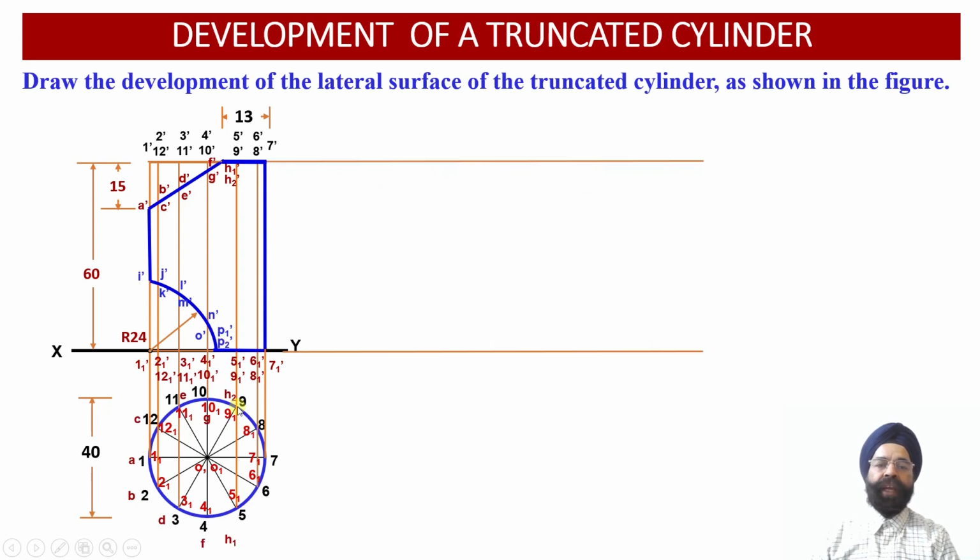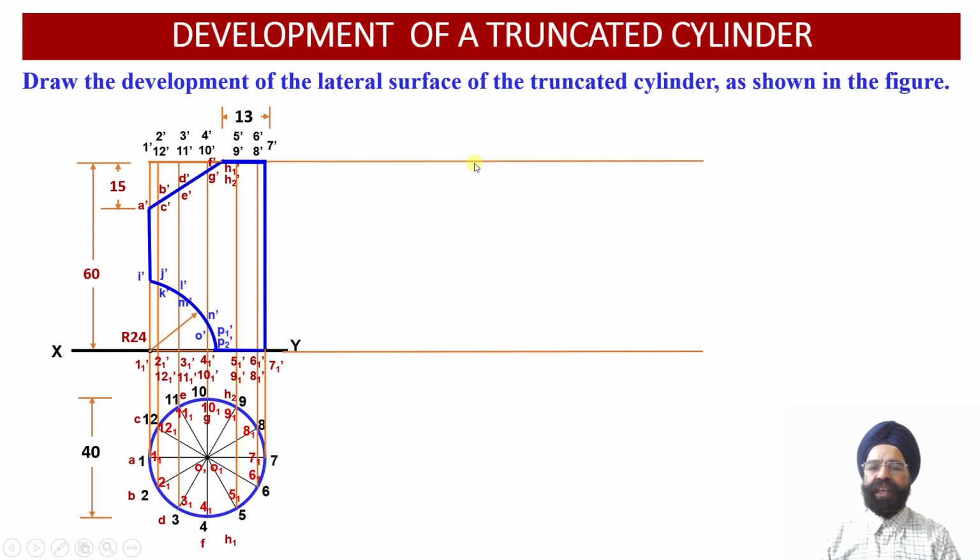So let us obtain the development of the surface of this truncated cylinder with respect to cutting plane number 1, that is the auxiliary inclined plane. We are going to use the parallel line development method in order to obtain the lateral surface of this upright cylinder. Now we can see we have drawn 2 horizontal projectors from the top face and the base of this cylinder.